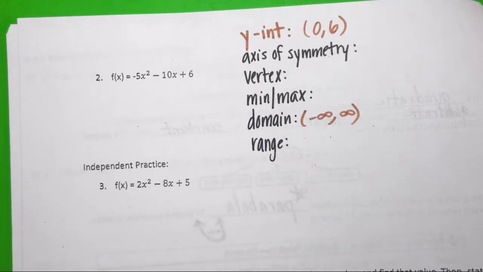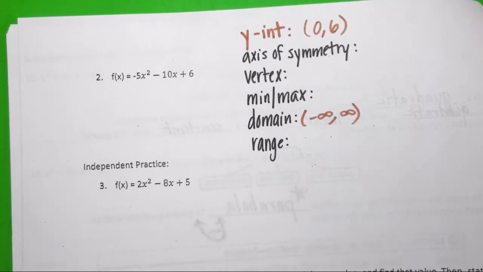Might help if we actually graph the quadratic function and looked at it. But there are some parts that I don't even have to graph. I just know instantly. So on number 3, I would go ahead and guess 0, 5. My domain's negative infinity, infinity.